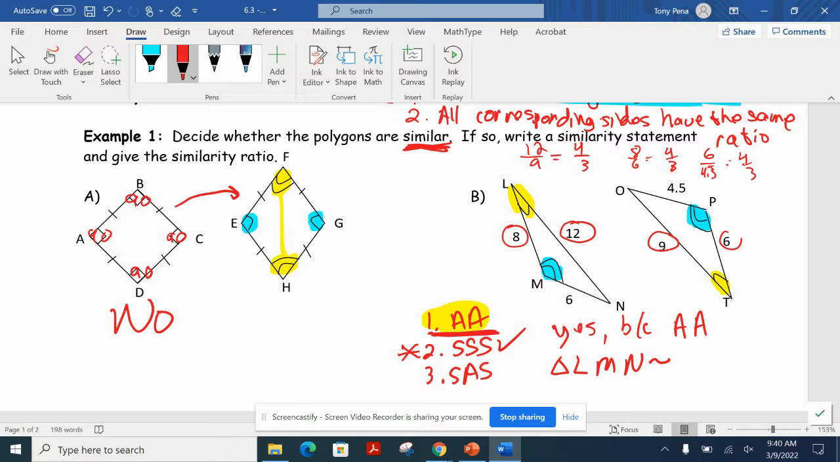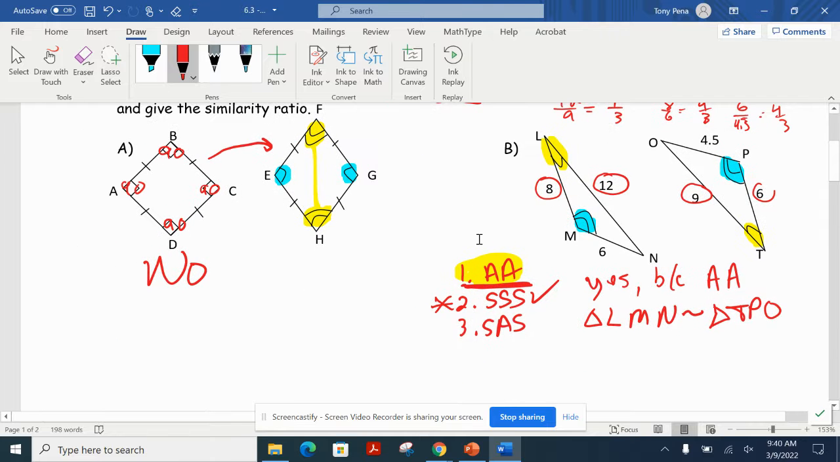And then on the other side, we have to go in the same order. Since I went from the single arc to the double arc to the no arc, I have to do that here. The single arc is T, the double arc is P, and the one that is unmarked is O. Then we have all those corresponding angles in the correct position in those statements. And then we want to give the similarity ratio.